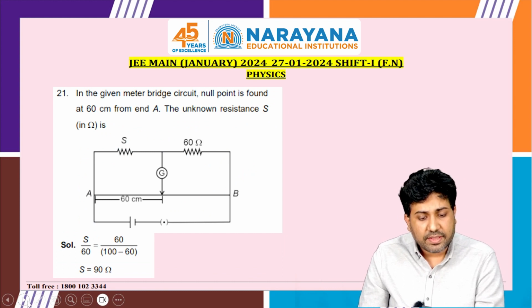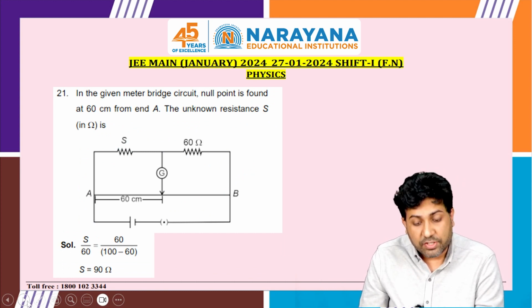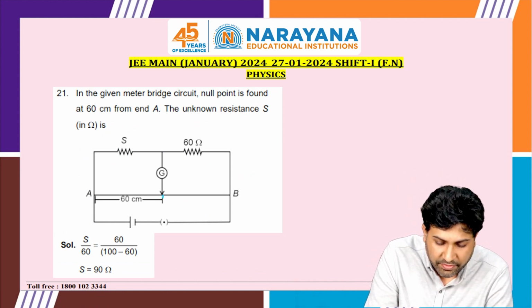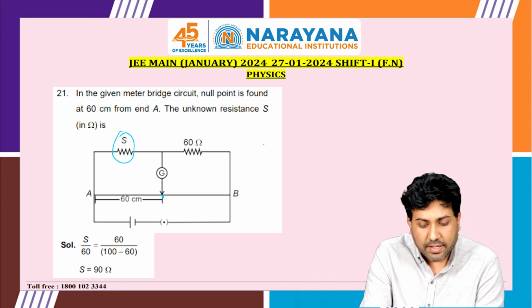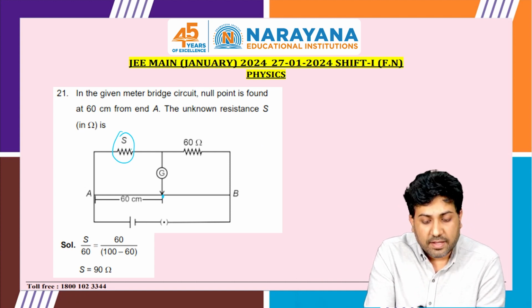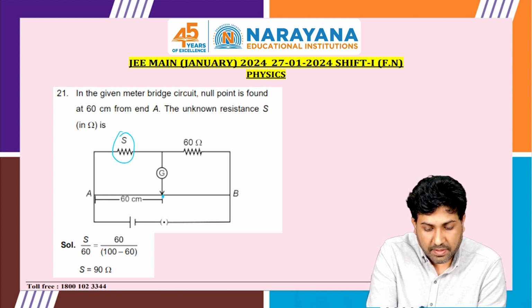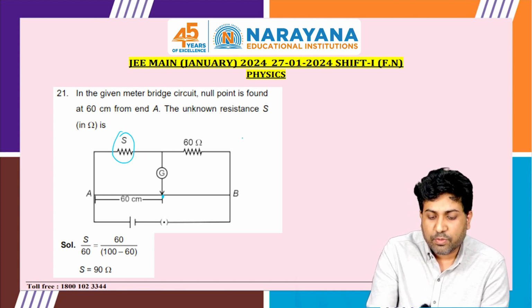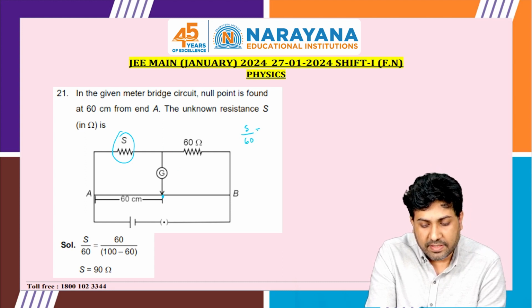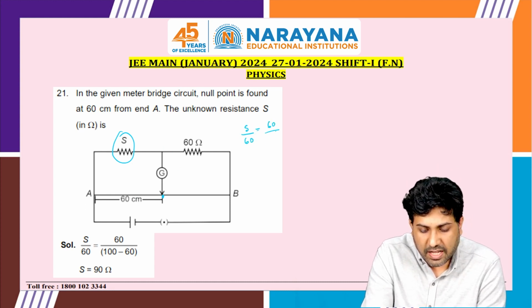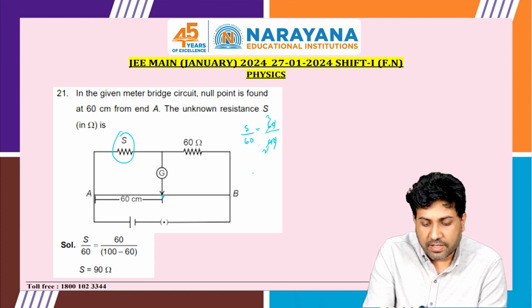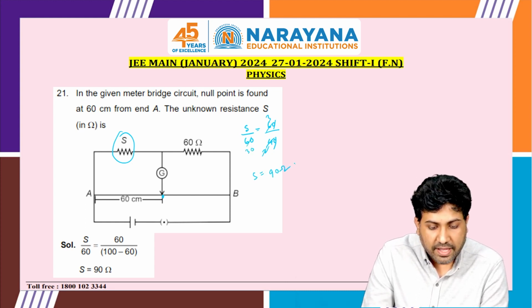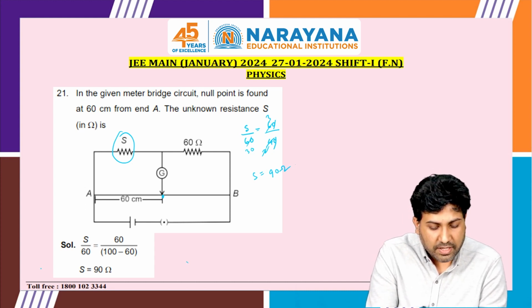In this question, it is given that there is a meter bridge arrangement and the null point is as shown in the figure. What is the unknown resistance S? It's again a pretty straightforward question. We know that at null point it has to make a Wheatstone bridge, because the null point means there is no current through the galvanometer. So I'll just write S upon 60. The condition of Wheatstone is 60 upon 100 minus 60, which is 40. So I will get S is equal to 90. That's it. This is the answer. All right, let's move to the next question.